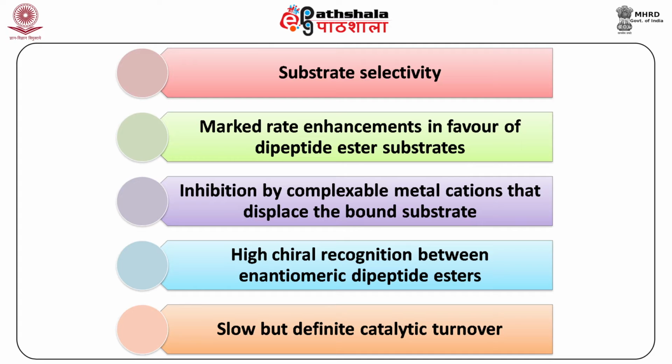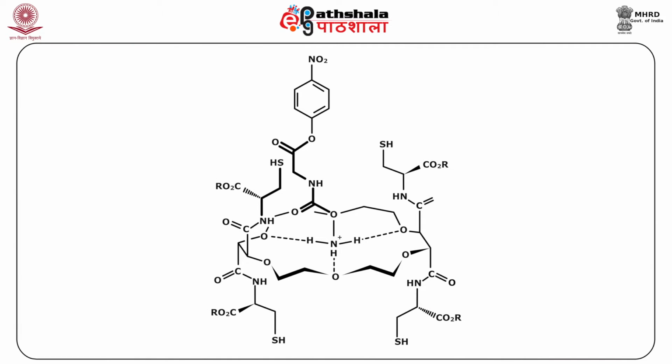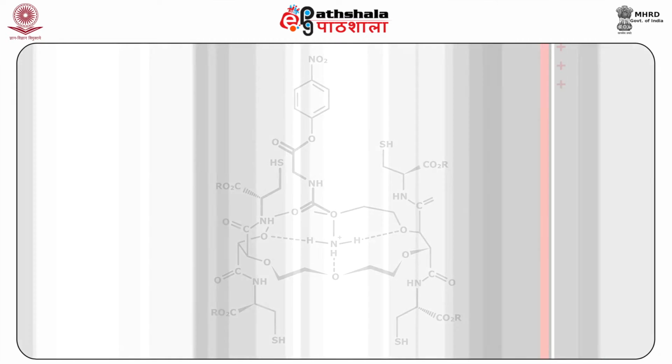Fourth is the high chiral recognition between enantiomeric dipeptide esters, and fifth is the slow but definite catalytic turnover. Now this is shown here in this figure, where you can see the schematic representation of the complex of the receptor 18O6 with the dipeptide substrate, glycyl glycine paranitrophenyl ester salt.